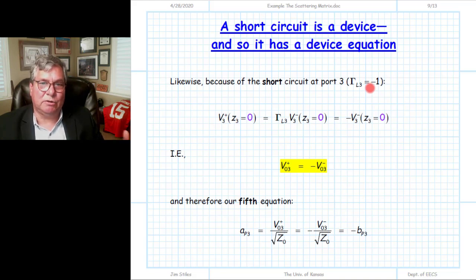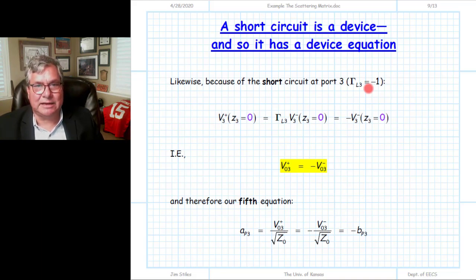Now the question is, how do we use this equation? And again, we can't think about it in plus or minus. We have to think about it in terms of the wave amplitude at the short circuit, incident at the short circuit, and the wave amplitude that's reflected from that short circuit. Is the incident wave the plus wave or the minus wave? Is the reflected wave the plus wave or the minus wave? We have to think about it carefully.